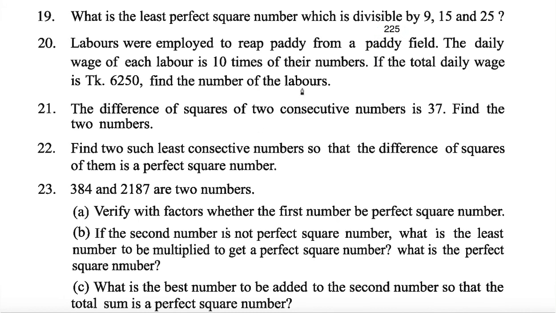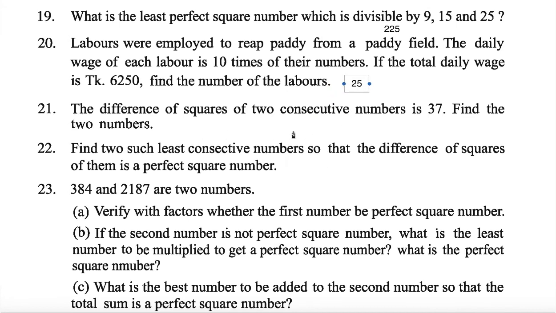Laborers were employed to reap paddy from a paddy field. The daily wage of each laborer is 10 times their number. If the total daily wage is 6250 taka, find the number of laborers. Daily wage is 10x into x. So 10x squared is 6250, so x squared is 625. What is x? Root 625, which is 25. 25 is the answer.